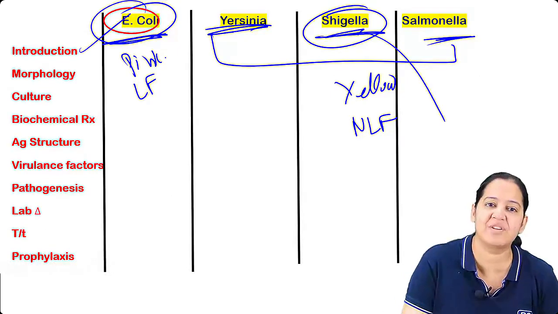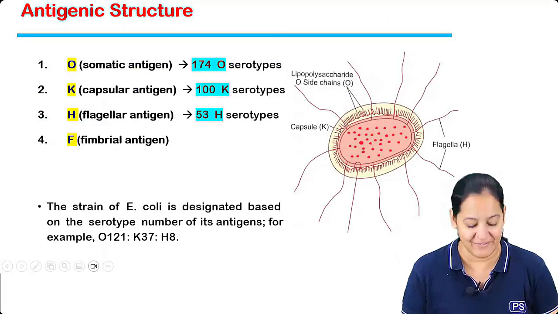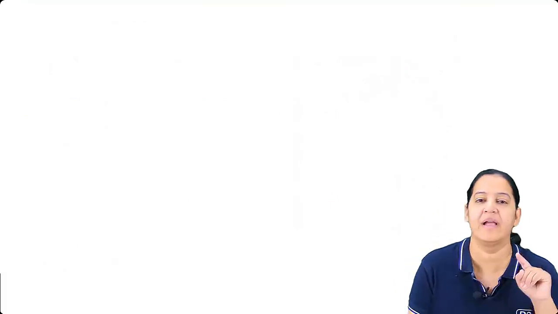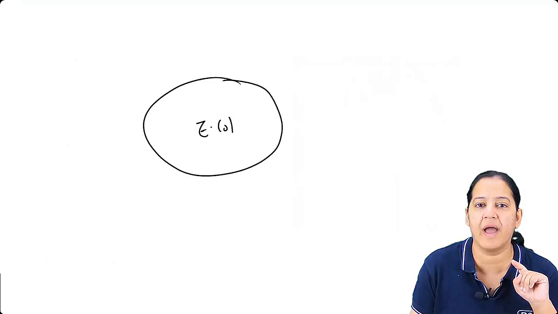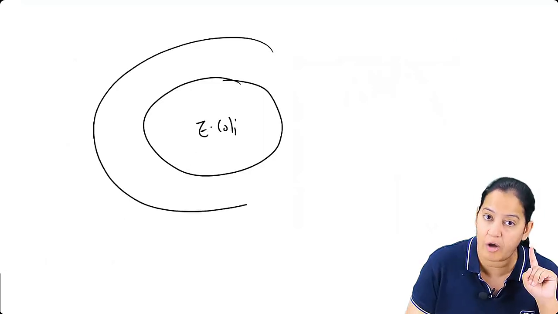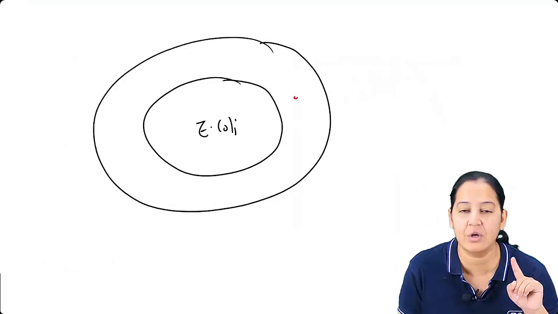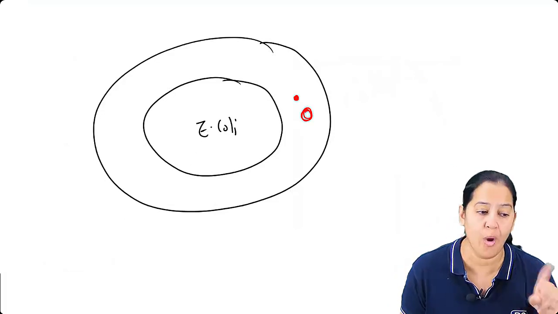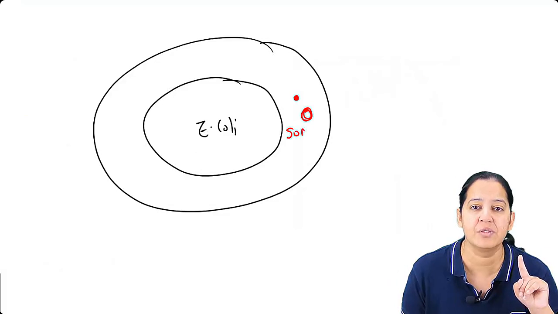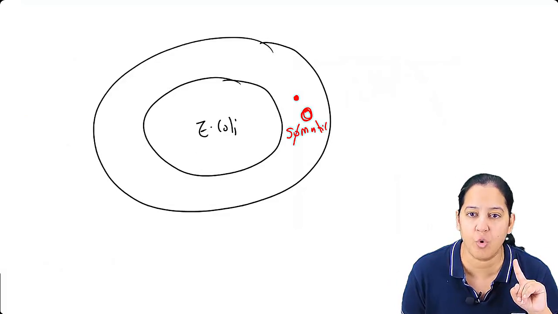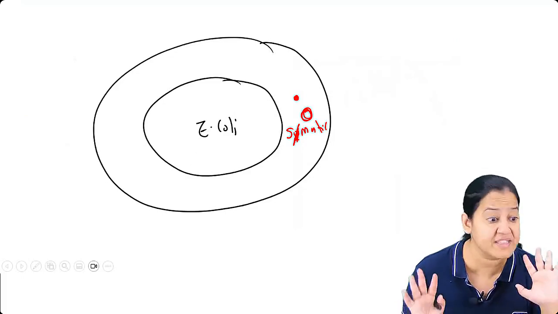So let me start with E. coli. First, understand the diagram of E. coli. This is the bacteria E. coli, and this is the cell wall of the bacteria. In the cell wall, there is an antigen known as O antigen. O antigen is always present in the cell wall. O is the somatic antigen. Please learn that it is the somatic O antigen present in the cell wall.